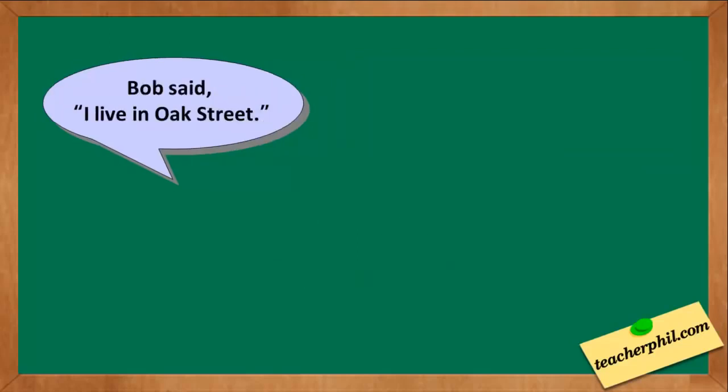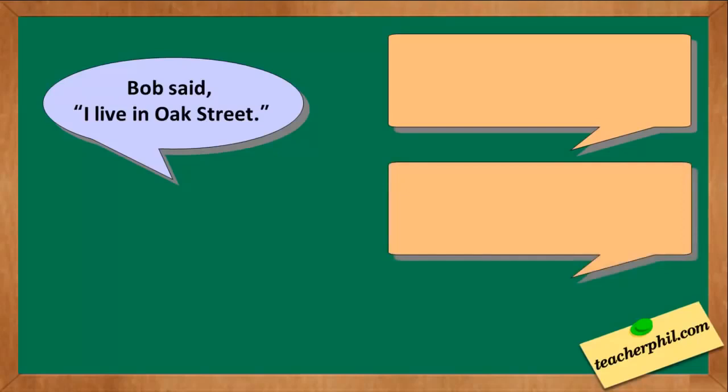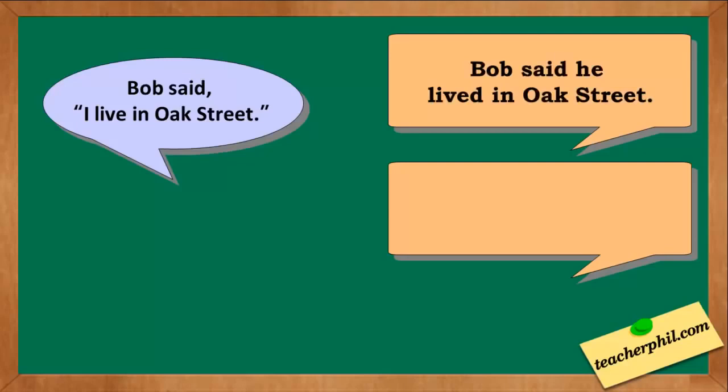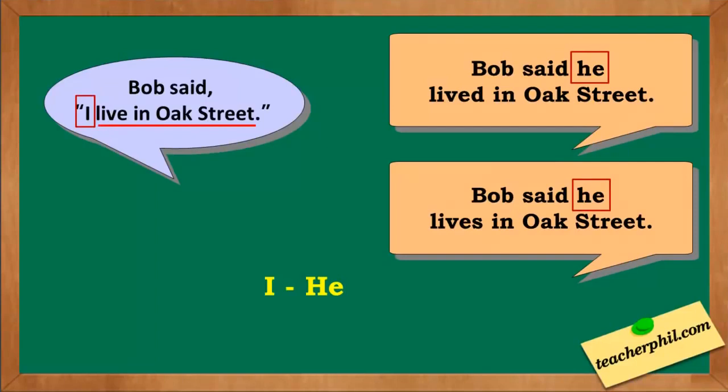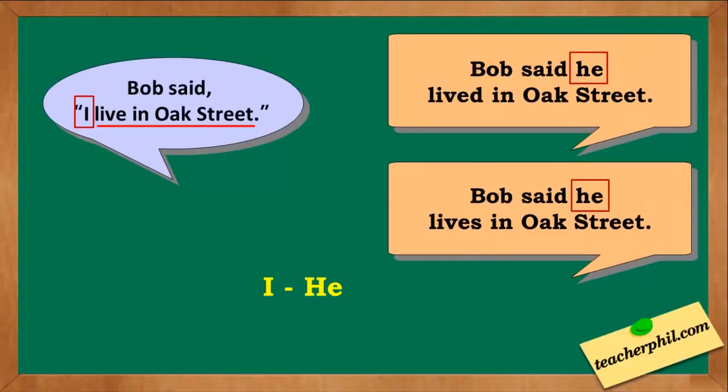The third one: Bob said I live in Oak Street. There are two answers for this. What could it be? The first one: Bob said he lived in Oak Street. The second one: Bob said he lives in Oak Street. The pronoun I was changed into he, while the sentence I live in Oak Street can still be true. That's why we could use the same tense, or we can move back a tense.